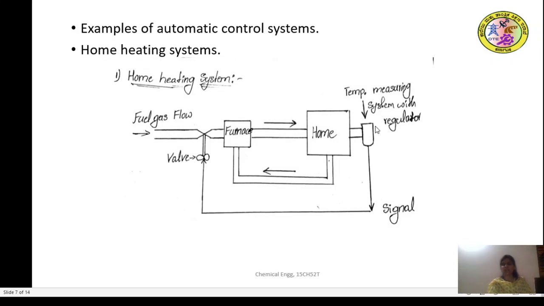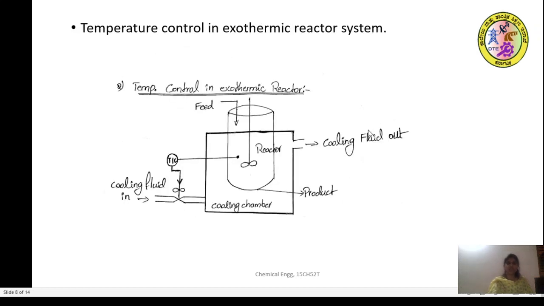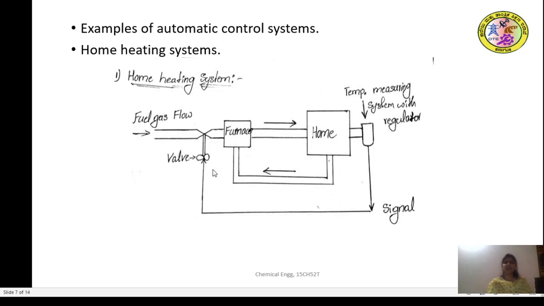And if there is any error, for example if the set point is around 25 degrees centigrade, the temperature is to be maintained. In a home heating system, usually in cold countries, it will be required around 25 degrees centigrade if you want to have the temperature inside the room about 25 degrees centigrade. If it crosses beyond 25 degrees centigrade, the regulator sends the signal to the final control element or the controller. It compares the output value from the temperature measuring system with the set point of 25 degrees centigrade.